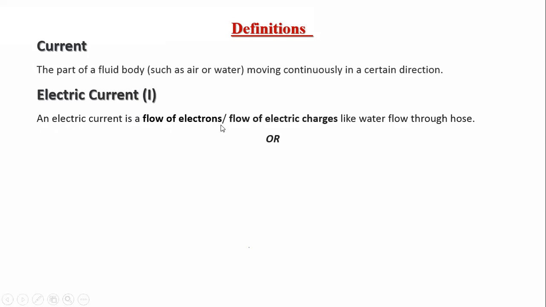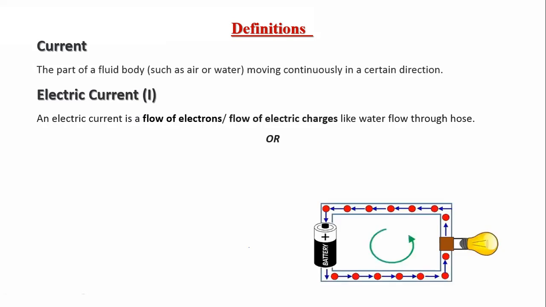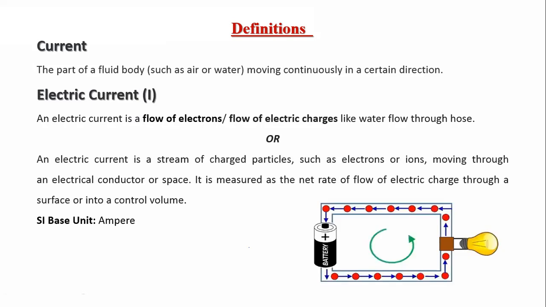An electric current is a flow of electrons, a flow of electric charges like water flowing through a hose, or an electric current is a stream of charged particles such as electrons or ions moving through an electrical conductor or a space. It is measured as the net rate of flow of electric charge through a surface or into a controlled volume. The unit of electric current is ampere. How much charge is flowing through a surface into a controlled volume? Through this measurement, you can calculate the current.